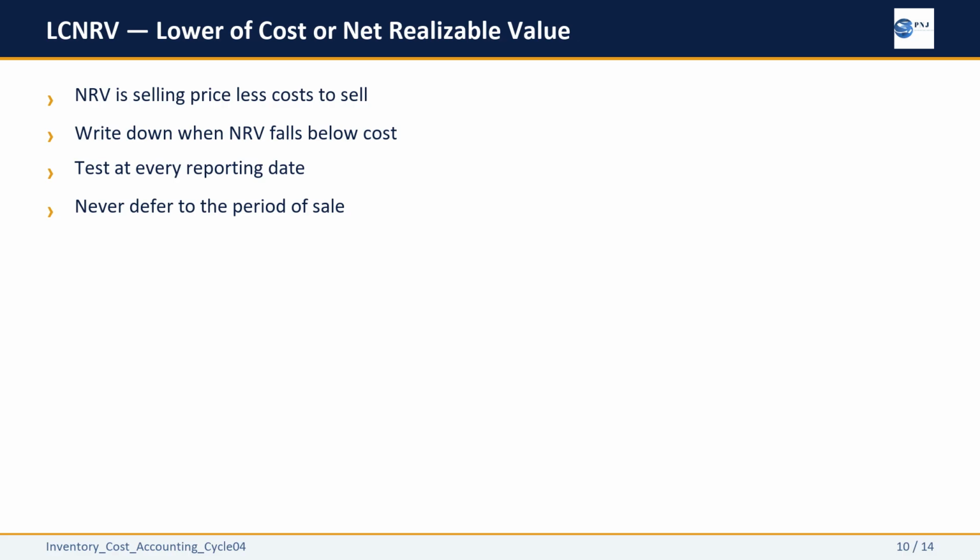Here is the rule people get wrong: you never defer the loss to the period of sale. The test runs at every reporting date, not just year-end. Watch for the indicators: declining market prices, technological obsolescence, approaching expiry, customer cancellations, demand collapse, physical damage. When any of those appear, the value is at risk. And how you record that write-down depends on which standard you follow.